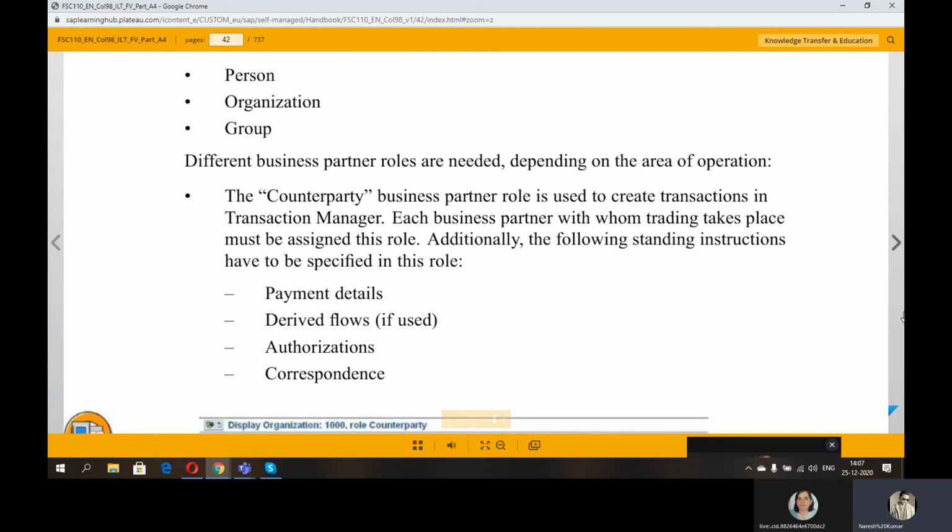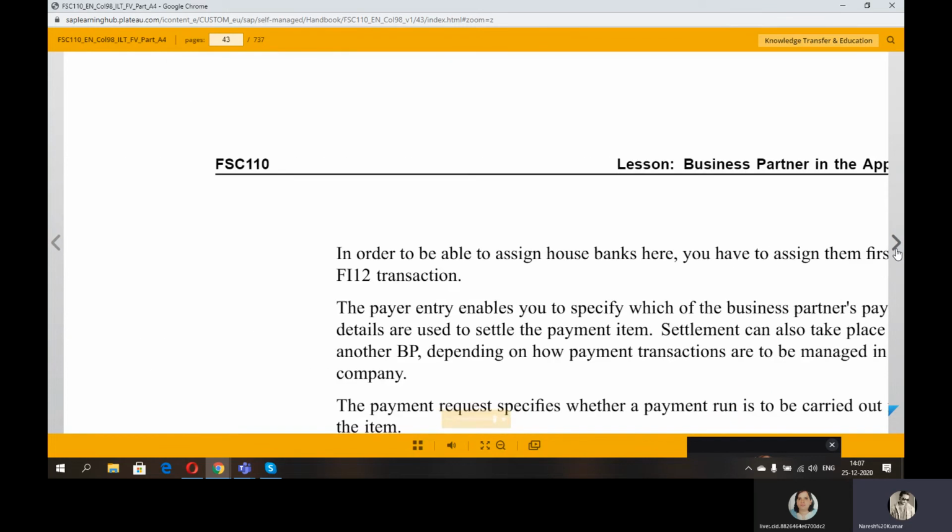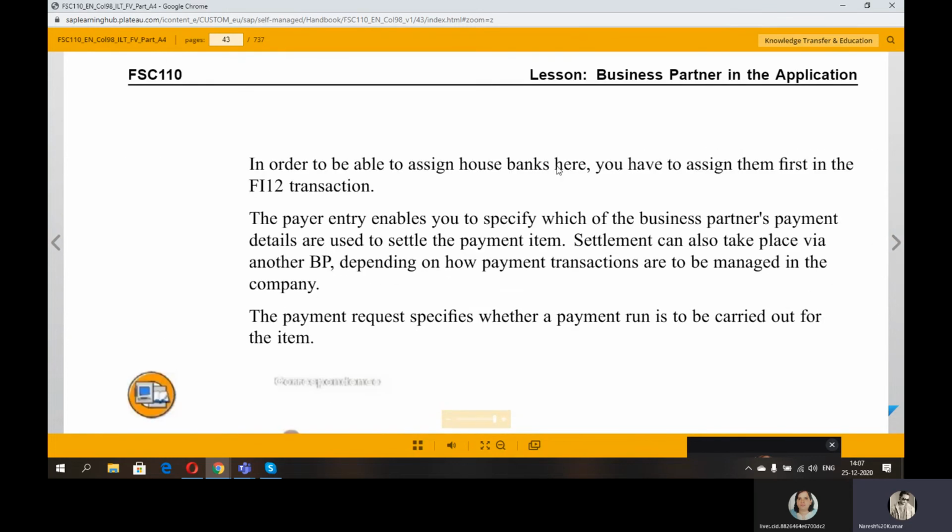Example, the counterparty business partner role is used to create transactions in Transaction Manager. Each business partner with whom trading takes place must be assigned to this role. Additionally, the following standing instructions have to be specified in this role. In order to be able to assign house banks, we have to assign them first in FI12. Now we have FI12_HBANK in S/4HANA.